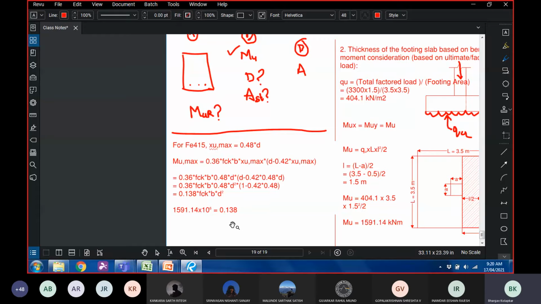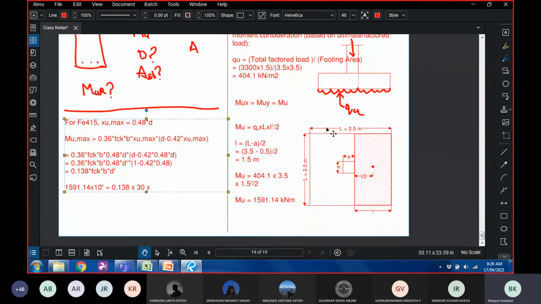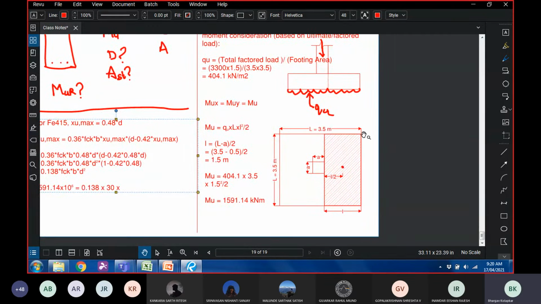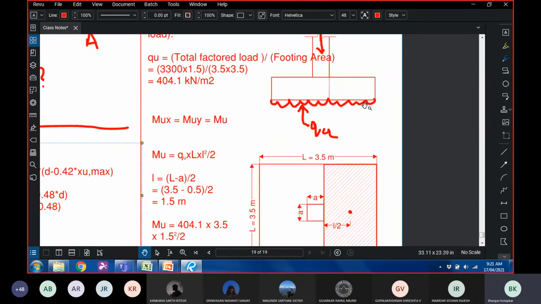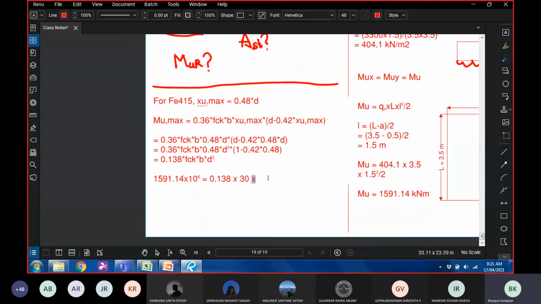0.138 into FCK is 30 into width. Now, the dimensions that we have chosen is 3.5 meters. So if you look at this, the width of this section is 3.5 meters. So this is your bending moment, and the width is what it is in plane. So your width is 3.5 meters, so into 3500 into D square.